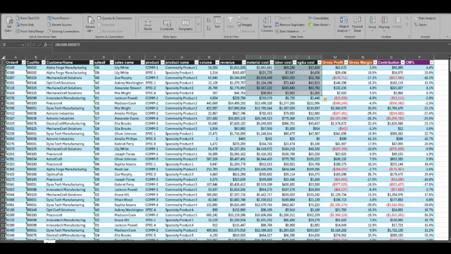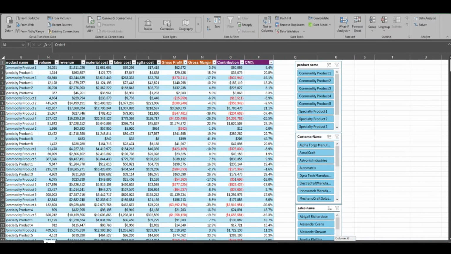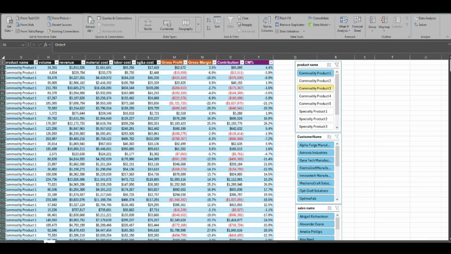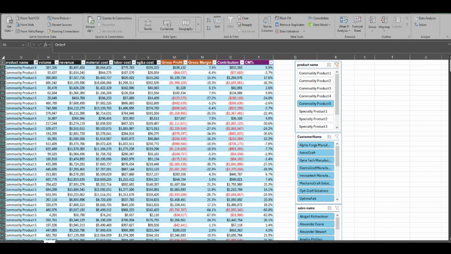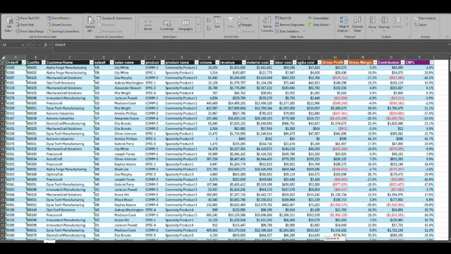Now, I turn this into a table just because sometimes working with tables is a little bit easier, especially you can add slicers to it and flip around and do this kind of fun stuff. You can do it with pivot tables as well, but just for a quick look, this is kind of nice sometimes.